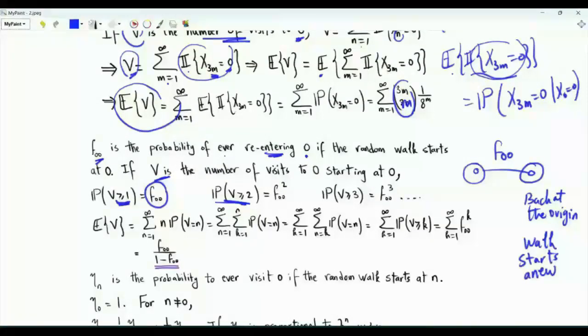What is the probability that 0 is visited again? This happens also with probability f00. I wrote that the probability of the event v greater than or equal to 2 is f00 squared.